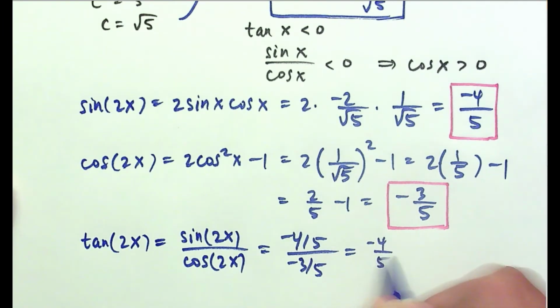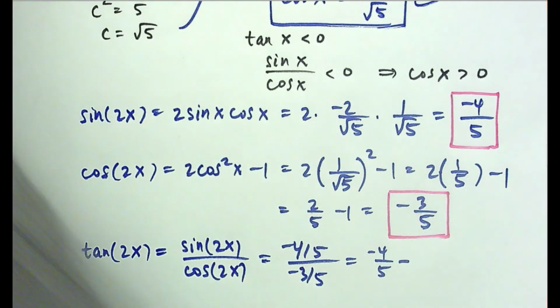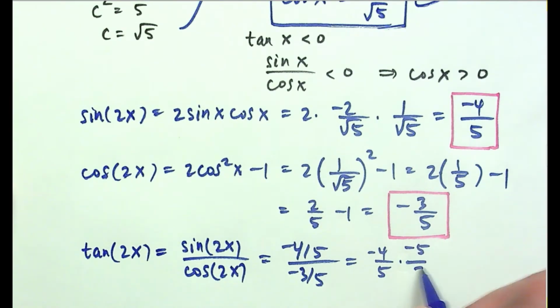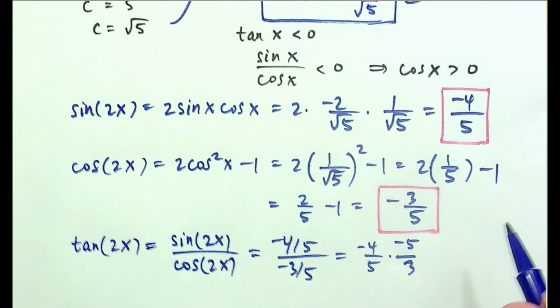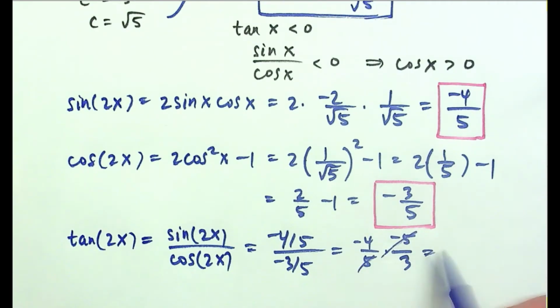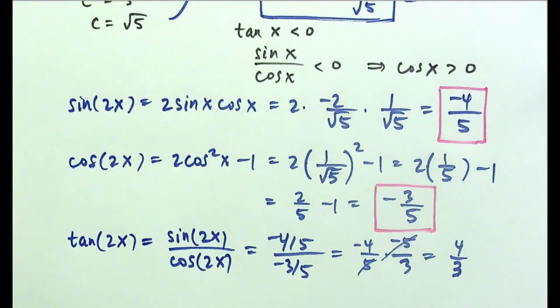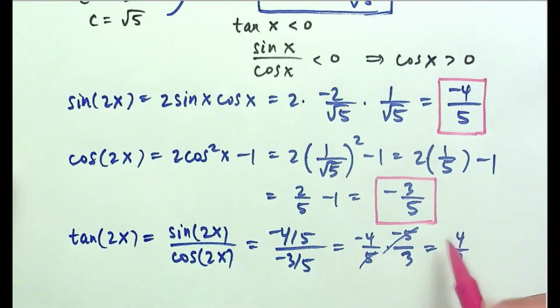So negative 4/5 divided by negative 3/5, and dividing is the same as multiplying by the reciprocal. So it's the same as times negative 5/3. Canceling the 5s and multiplying across, we get positive 4 on top, 3 on bottom. So that's one way you could have done that one.